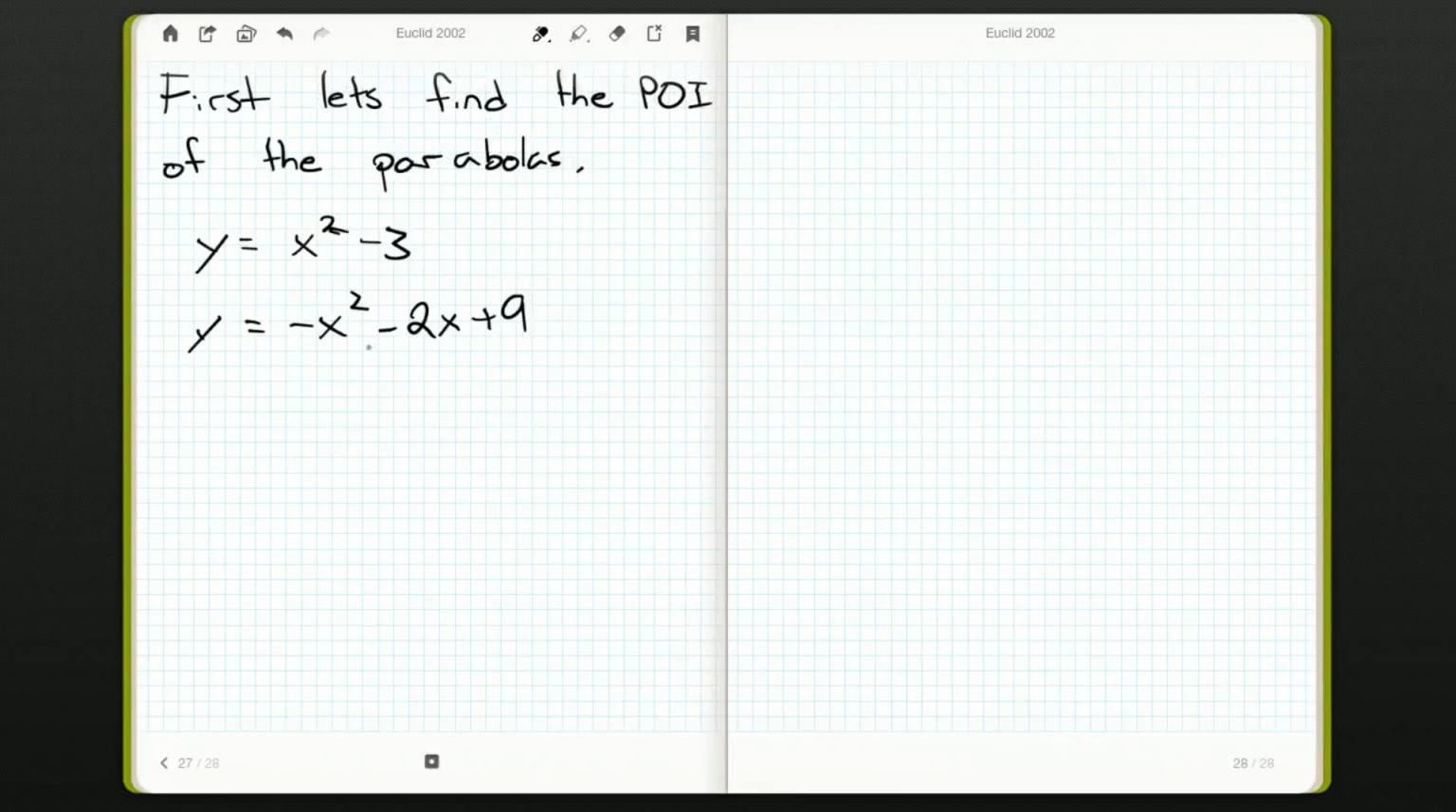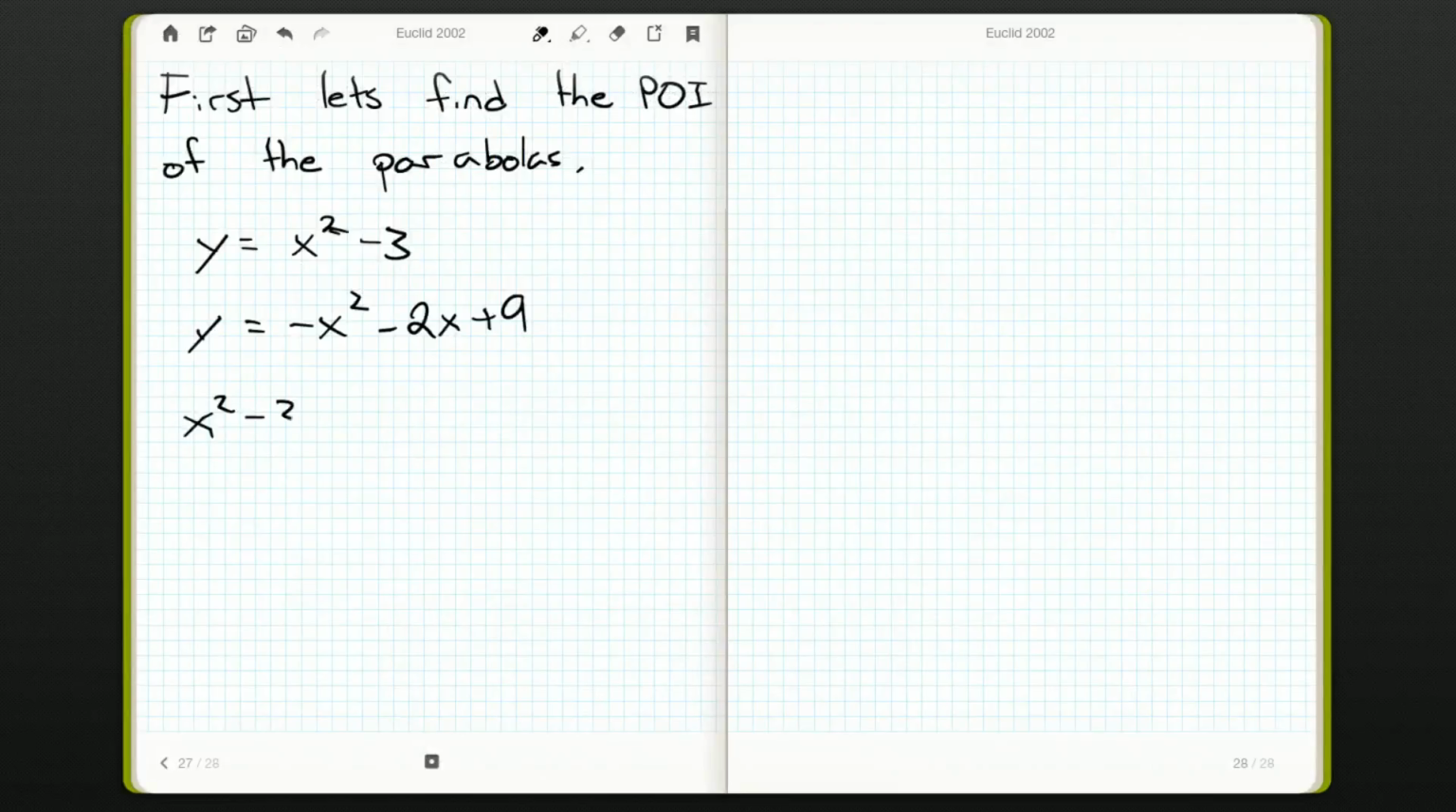Okay, we could probably, if we wanted to, convert the second one into vertex form. You'll notice the first one is in vertex form. But I don't see any need to do that right now. We're not graphing these yet. We might not graph them at all. We just want points of intersection, so let's equate these two.